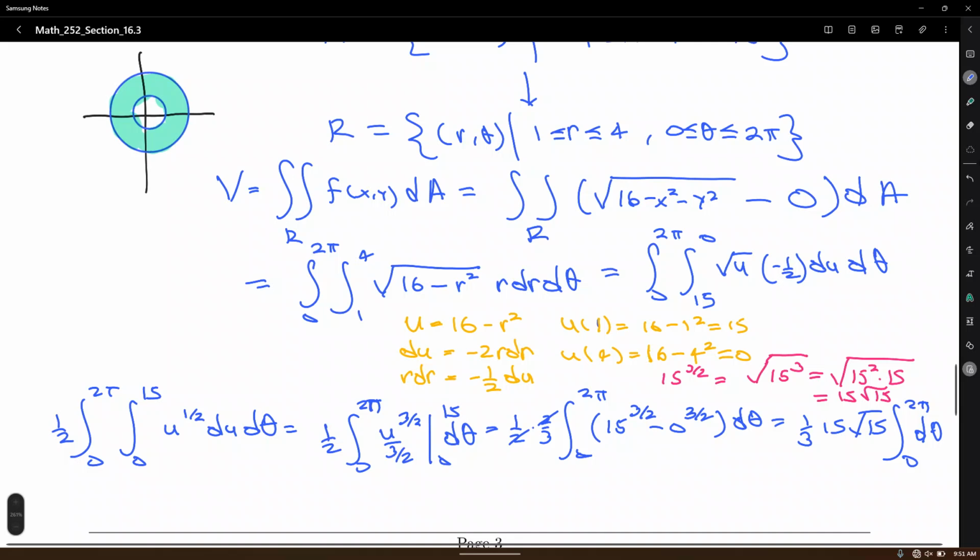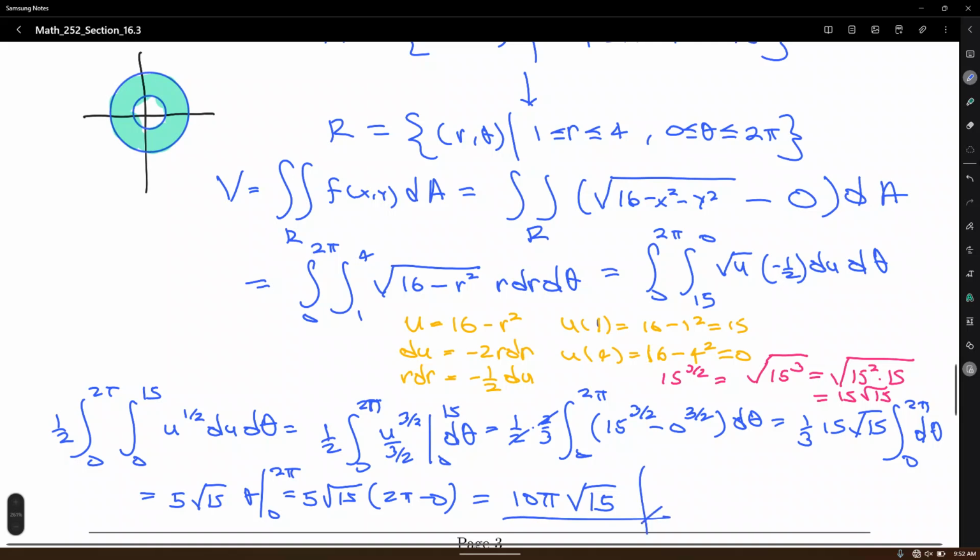And 15 over 3 reduces to 5, so that's 5 root of 15. The integral of d theta is theta from 0 to 2 pi, and that is 5 root of 15 times 2 pi minus 0, which is 10 pi root of 15. So that is the volume of this solid here. 10 pi root of 15.